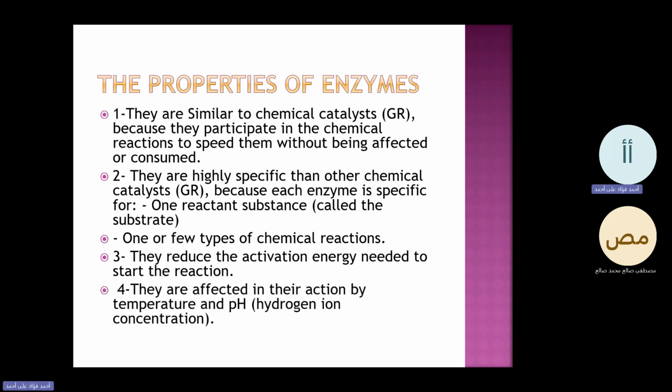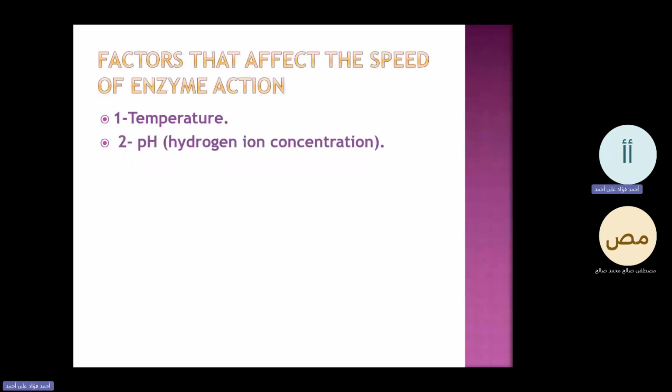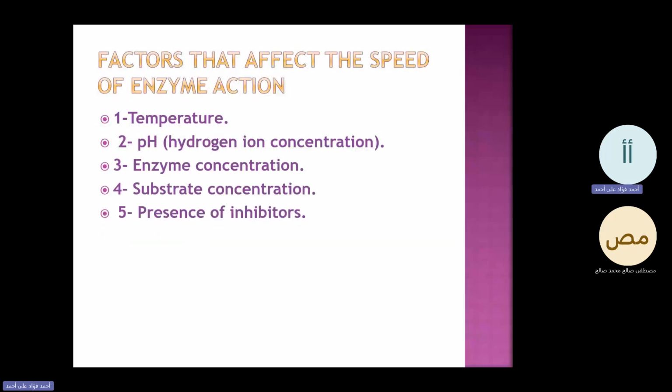طبعا هنا الانزيمز affected by some factors. هي بقى الفاكتورز اللي بتأثر على activity of the enzyme. What are the factors needed for the enzyme's activity? عندنا temperature، عندنا pH اللي هي hydrogen ion concentration، عندنا enzyme concentration، substrate concentration، presence of inhibitors. يعني inhibitors يعني أي موانع، أي إعاقة، أي حاجة تعوق عمل الإنزيم.